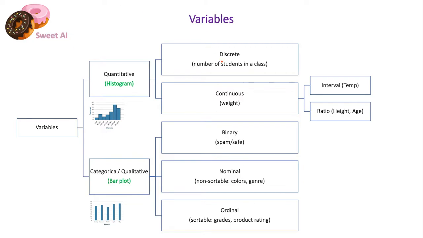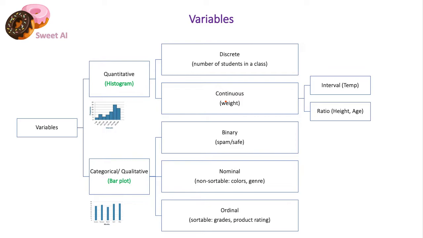Quantitative variables are divided in two categories: discrete and continuous. The difference between discrete and continuous is that the discrete one cannot be divided into smaller units, but continuous can be. As you see in this example, the number of students in a class is an example of a discrete variable, and we cannot have half a student or 1.5 students. We have 1, 2, 3, and so on as students.